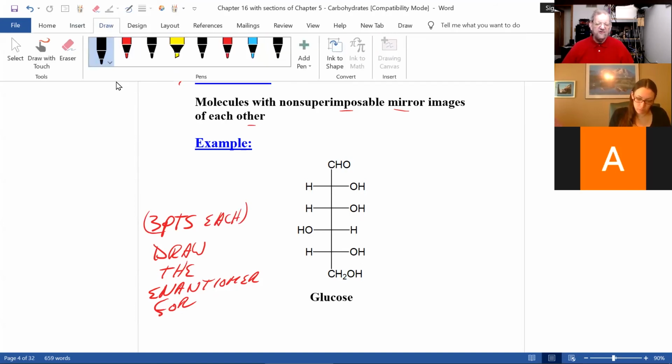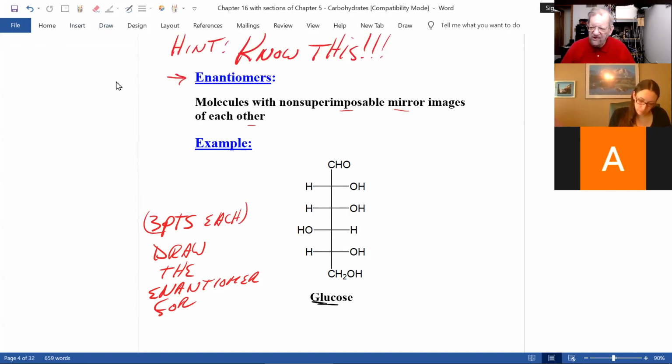So if I were to ask you, draw the enantiomer of glucose, 3 points each, what do you do? Well, you draw its mirror image, because it's always going to be non-superimposable. I had a teacher when I was learning this in undergrad who would put on the test something that had a superimposable mirror image, and the answer was, it can't have an enantiomer. I will never do that to you. If I ask you to draw the enantiomer of something, it will have an enantiomer. Trust me. So how do you do it?